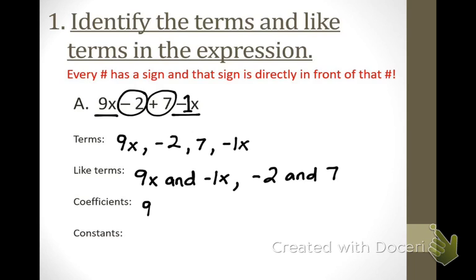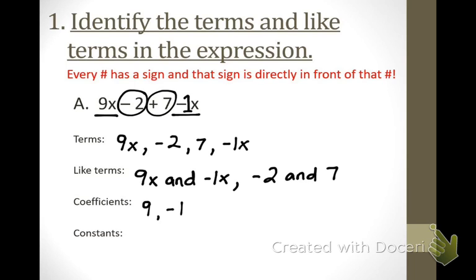Were there any other variables there that had a number attached to it? What was it? Negative 1. A negative 1. Thank you for remembering that negative is right there in front of it. Are there any other coefficients? Are there any other numbers that are attached to a letter or a variable? No. So I'm now done with my coefficients.